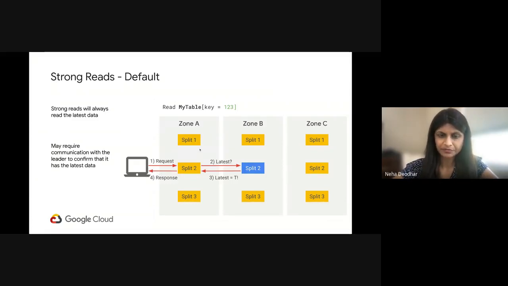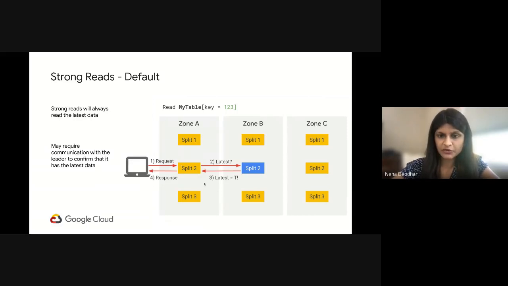Now, to explain what this means, imagine that you have this database which is spread across 3 zones. Now, a user requests a row that's in split 2. The request will go to a replica in zone A. Now, this replica may not be the leader replica. So it will try to look up its internal metadata to see if it has the latest data or not. If it is unsure of whether it has the latest data, or if it knows that it does not have the latest data, it will then contact the leader to get that information and then respond back to the client.